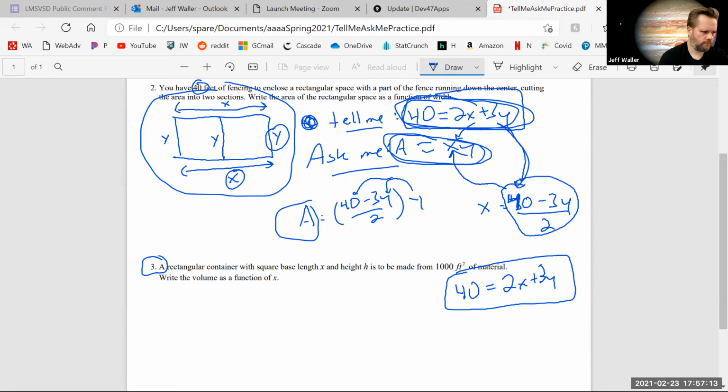Subtract negative 3y. Yeah, I would subtract 3y first, and then I would divide by 2. So I just kind of did it because I'm used to these equations. So I have to show myself all the stuff.